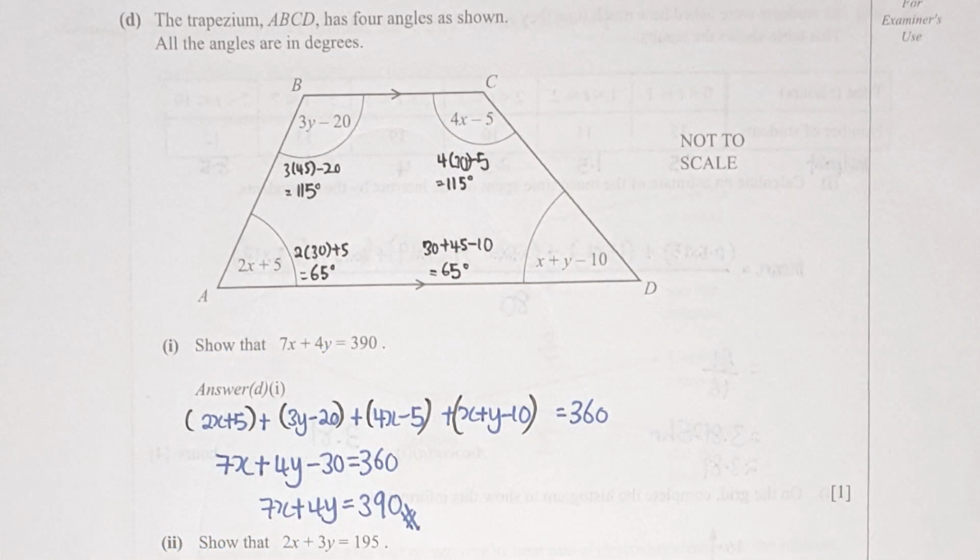In section D, show that 7x plus 4y equals 390. Do take note that this is a trapezium, or you can treat it as a quadrilateral. The total angle of every side added up will be 360. So you run the manual calculation, and you shouldn't have any issue identifying 7x plus 4y equals 390.